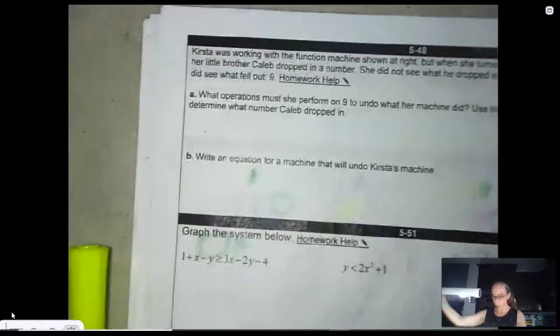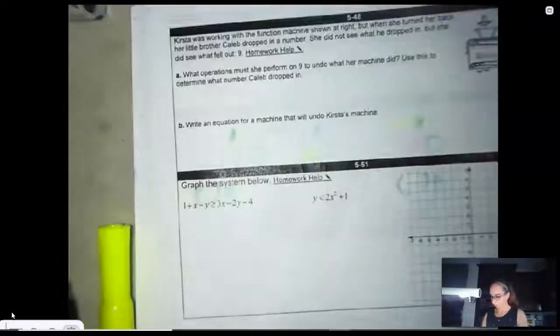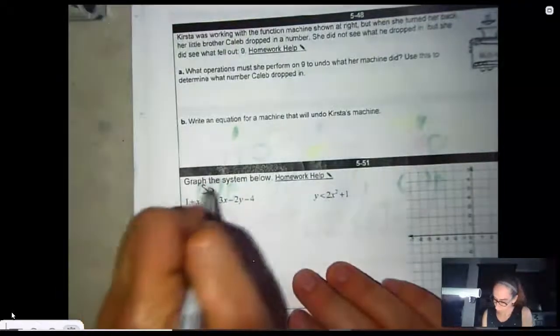Turn the page. Looks like they want you to do inverses. This one's graphing, so I would solve for y. Desmos can help you with that. Okay?